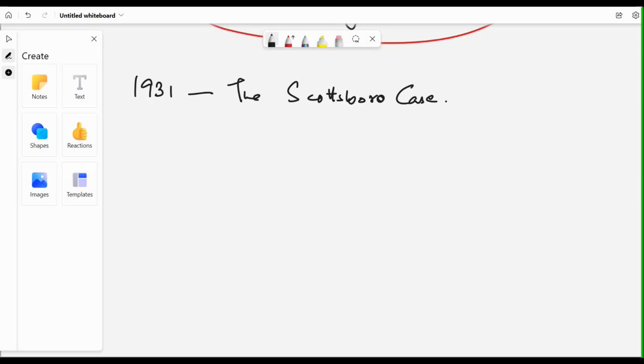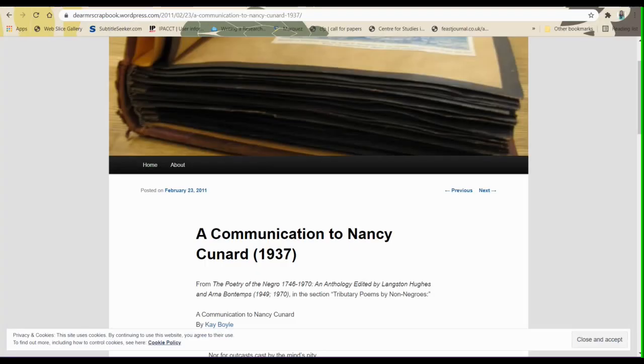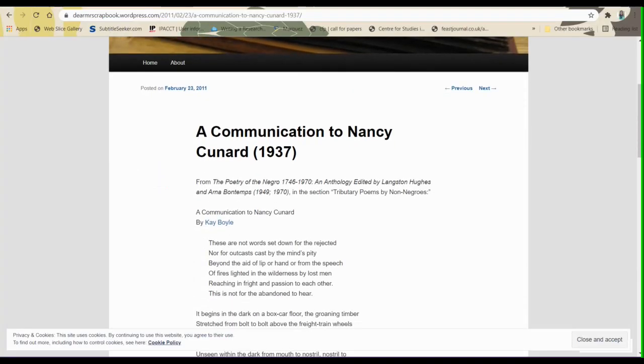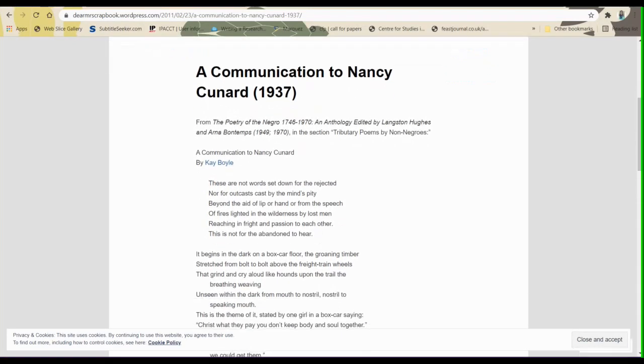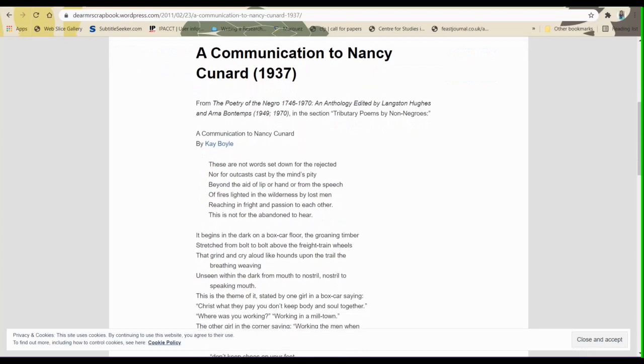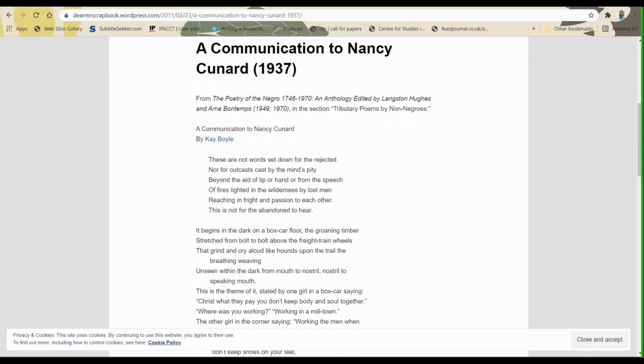A poem, I'm going to show you a poem. A Communication to Nancy Conrad by K. Boyle, which is a direct treatment of this incident. If you read the poem on your own, you will see how it is related to it. This poem is a direct response to it, and it opened a lot of literary reactions to the incident as well.